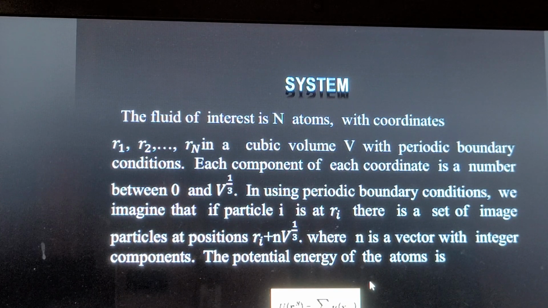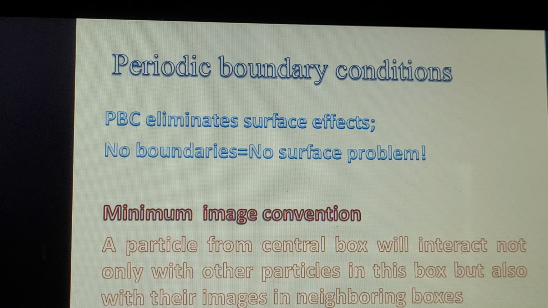Okay, so you have to consider periodic boundary conditions. So what does it mean? When you're working with a system, you always will be faced with some surface effect, and to get rid of this surface effect, we have to consider a periodic boundary condition. So what does it mean?